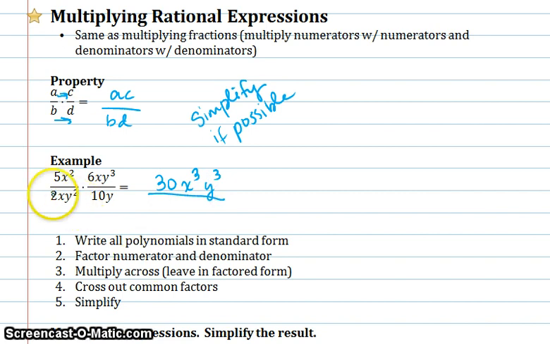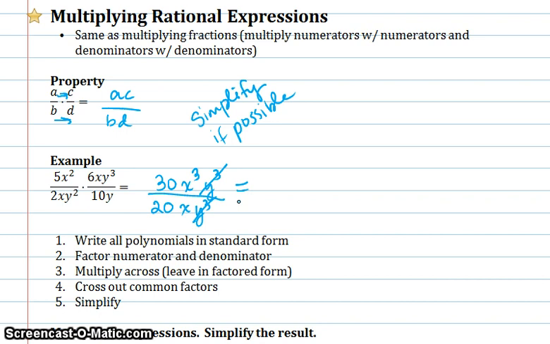Then on the bottom we have 2 times 10, that's 20. X, and no x terms, so just x, and then y squared times y. We're going to add those exponents, so that's y cubed. Now right away you can see that we have a y cubed on the top, a y cubed on the bottom. Those cancel out because they are the same.